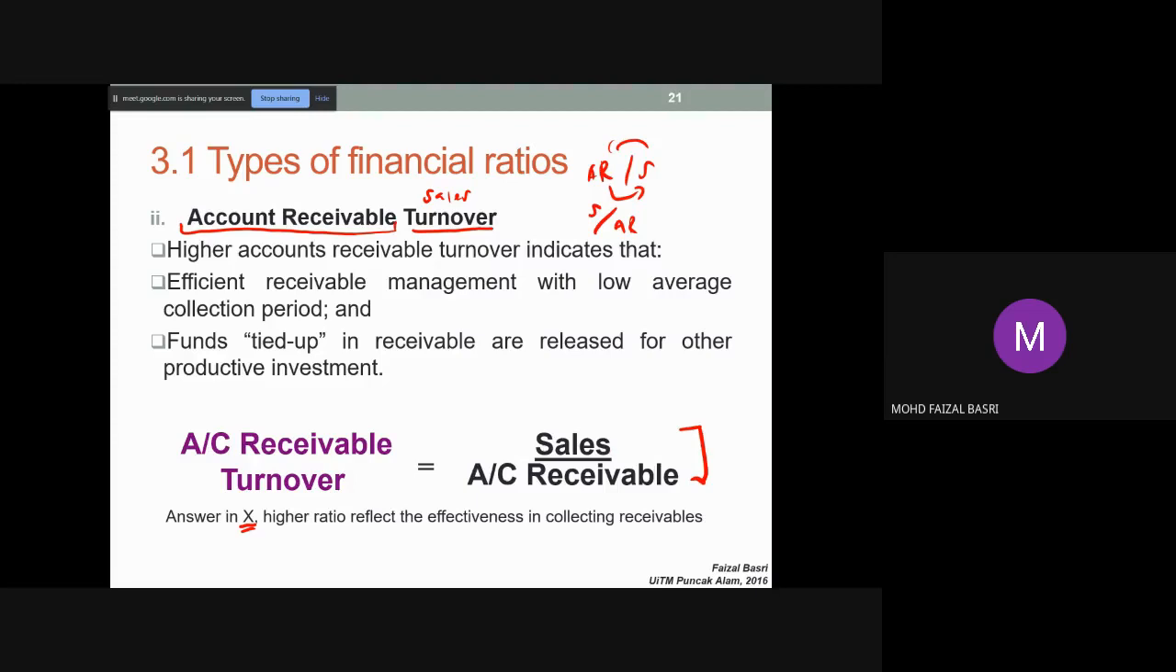So for the rest of the ratios, most of them follow this, with only one ratio being different from the others. But for example, fixed asset turnover and total asset turnover, you're going to see the formula will be something like this. You just switch it over. Instead of account receivable by sales, you flip it.